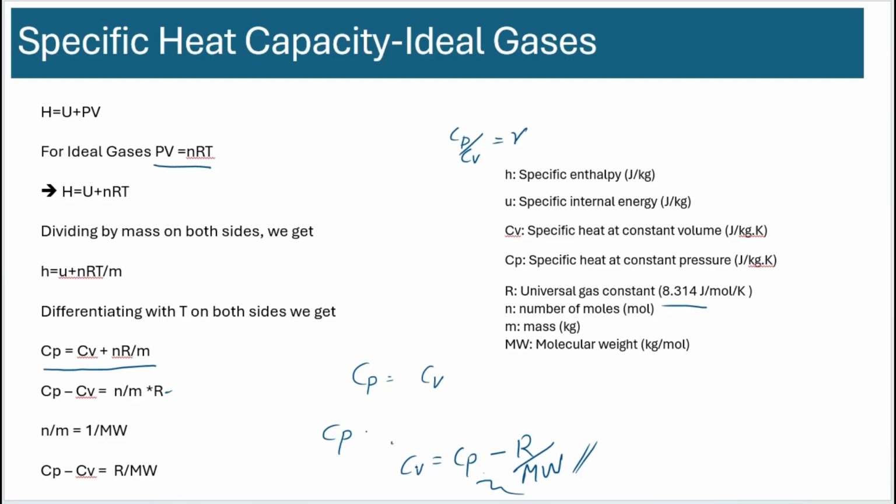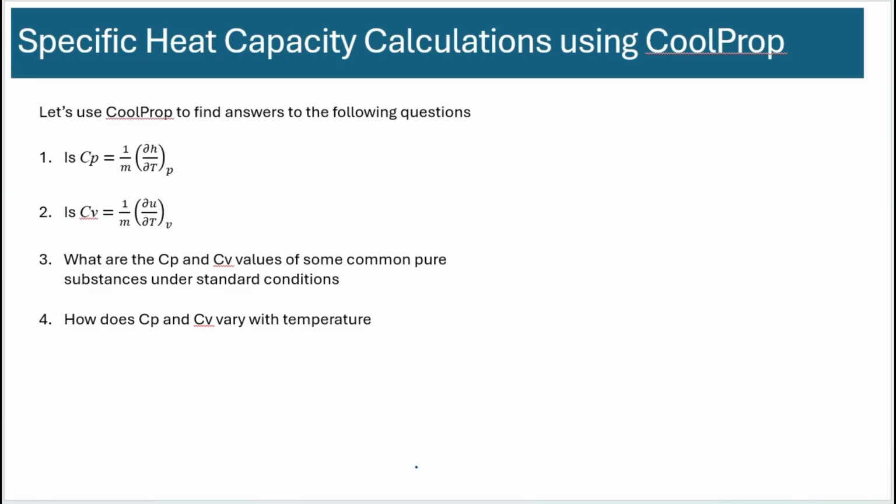All right, now let's use CoolProp and look at both Cp and Cv calculations for some pure substances and find their standard values. Let's also make sure that this formula is correct. Verify this formula using CoolProp. And we'll also check how Cp and Cv vary with temperature. Will they increase or decrease or stay constant when the temperature is changing?